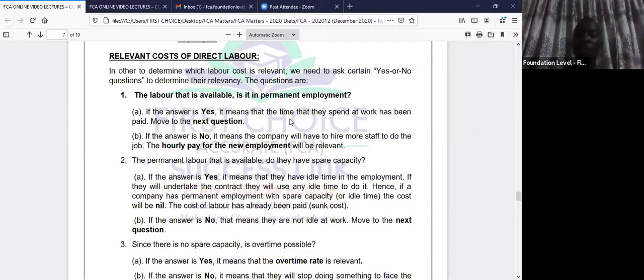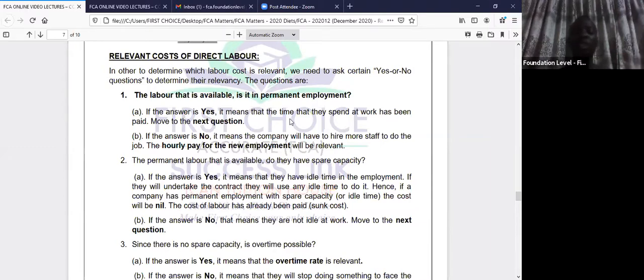And so what is going to be the relevant cost? Are you going to pay them? You're not going to pay them specially for this contract. Why? Because you have already paid for the time and they are not supposed to be idle. So each time they have idle time, it means they have spare capacity. They can spare some time for the contract. So spare capacity is nil relevant cost.